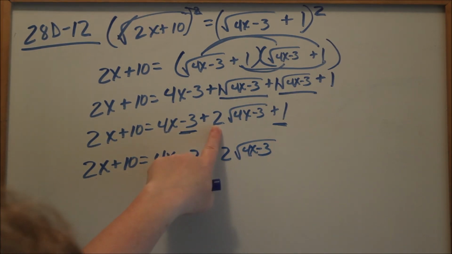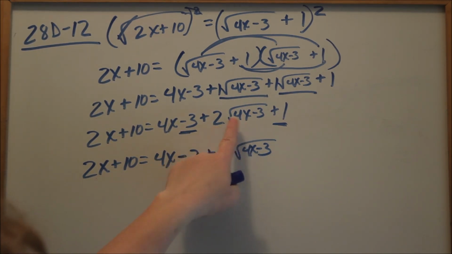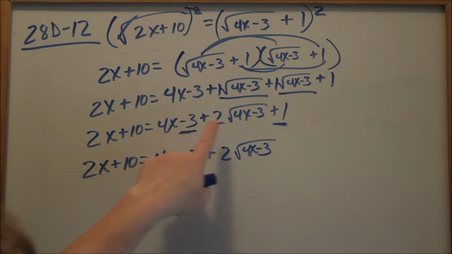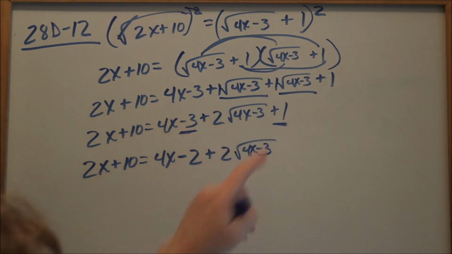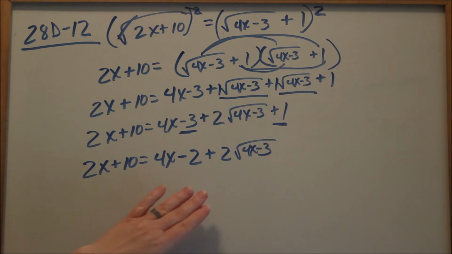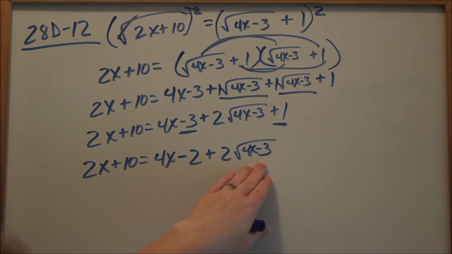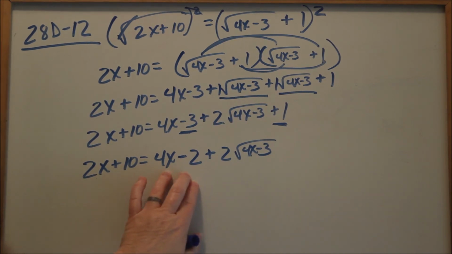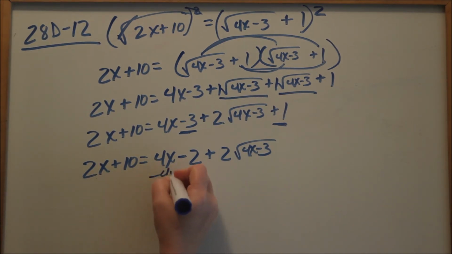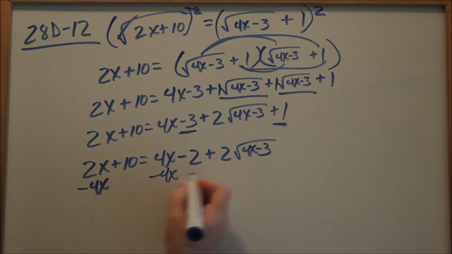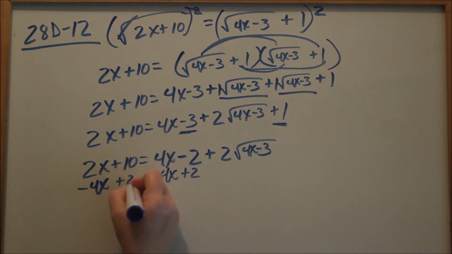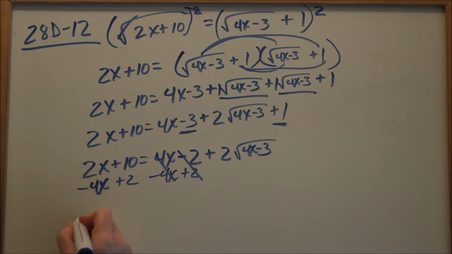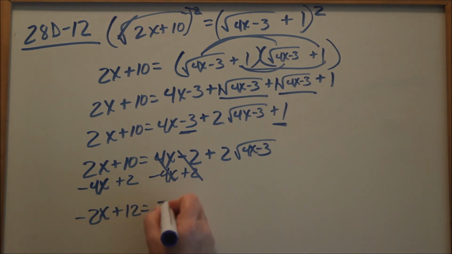Do not add this 2 with everything because this 2 is multiplied to here. This is an x term. That's a number. This is a radical. You can't add numbers to radicals. Okay? Now, the whole goal is to get this radical all by itself so we can square everything again to get rid of it. So let's move these to the other side. So we need to subtract 4x to the other side. And then we're going to add 2 to the other side. So now we have negative 2x plus 12 equals 2 square root of 4x minus 3.